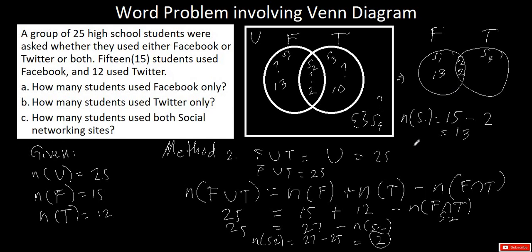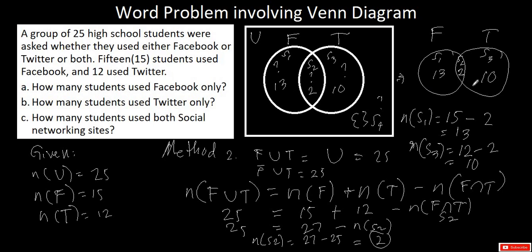And here, we will compute for the cardinality of S sub 3. And we know that the cardinality of set T is, all in all, 12. And we have already 2. So what will we add to 2 to get 12? It's 10, right? So therefore, the equation is the cardinality of set T, 12, minus 2 is equal to 10. So therefore, we have solved already the cardinality of S sub 3, which is 10.